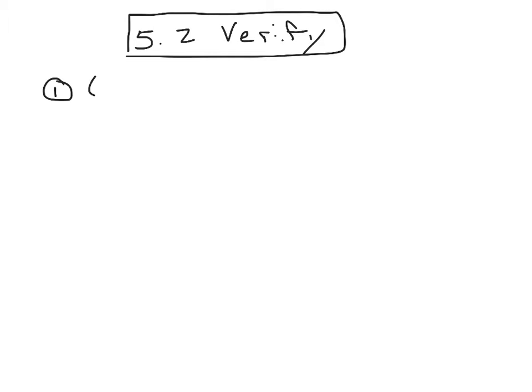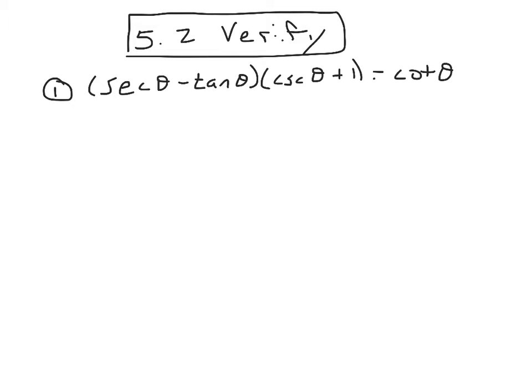If I give you a problem and ask you to verify it that says secant theta minus tangent theta times cosecant theta plus 1 equals cotangent theta. So right away, this looks a little bit bigger than anything we did last week. And you'll also notice that the two parentheses here that I'm trying to multiply together aren't conjugates. So I don't want to start to FOIL this.